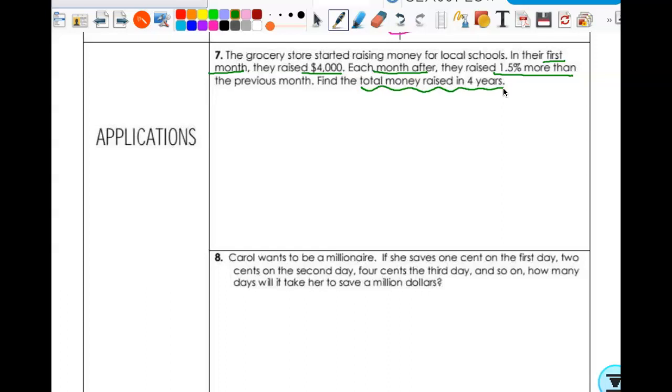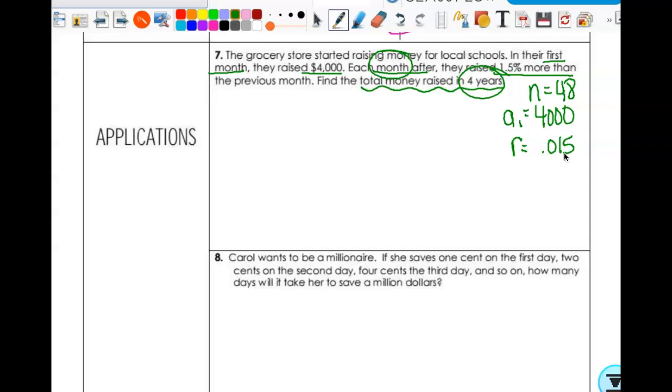So we need N. Is N 4? No. It says 4 years, but our data is in months, right? So what is N? 48. That first month, our initial term is 4,000, right? I don't care about the last term, right? But I need R. What do you think R is? 0.015? Do we all agree with that?